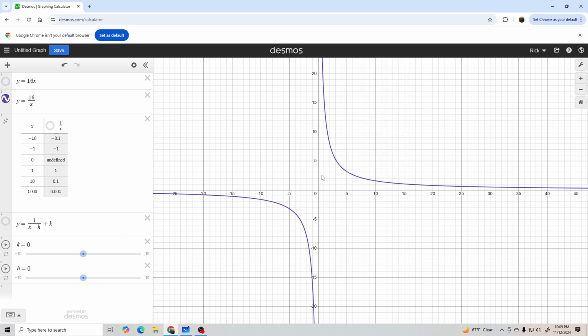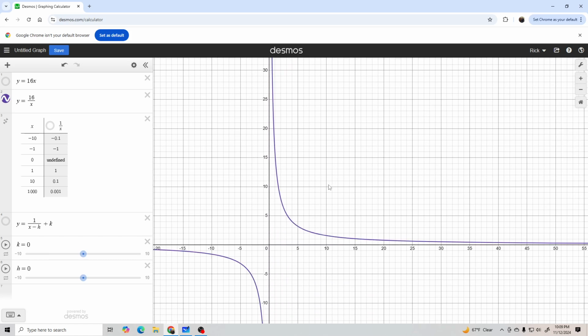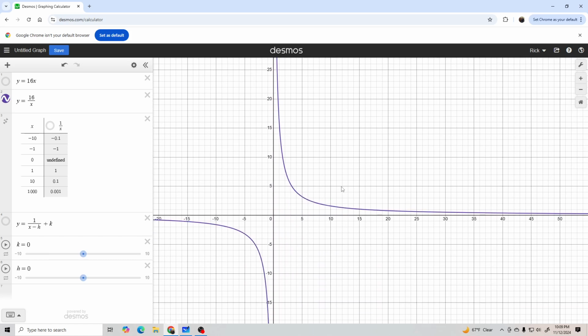y is just shooting up, right? y is getting bigger and bigger, because it's an inverse function. So as x gets smaller, y gets bigger. And the opposite is also true. Let's just look at this top quadrant here. What happens when x gets really, really big?